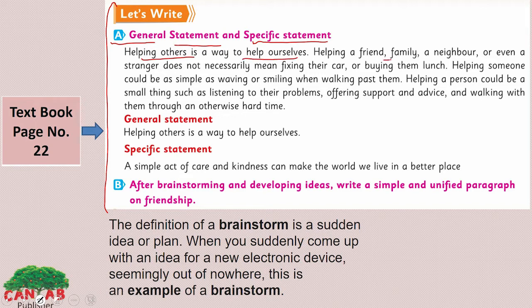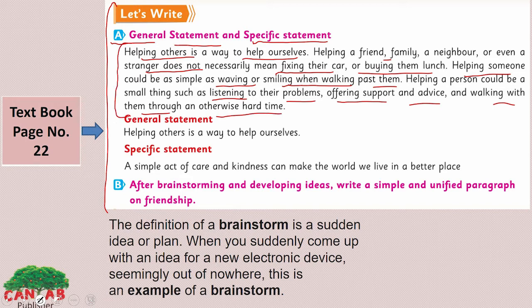Helping a friend and family and neighbor and even a stranger does not necessarily mean fixing their car or buying them lunch. Helping someone should be as simple as waving or smiling when walking past them. Helping a person could be a small thing such as listening to their problems, offering support and advice and walking with them through an otherwise hard time. So, we read this passage here.